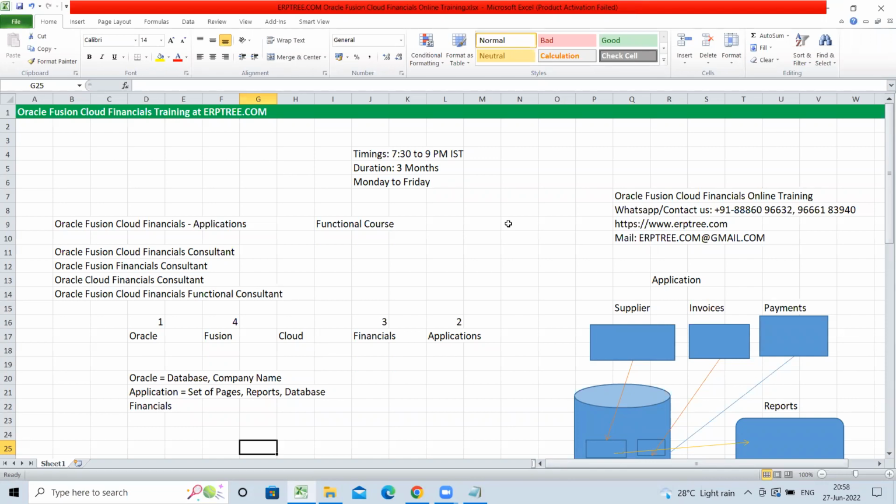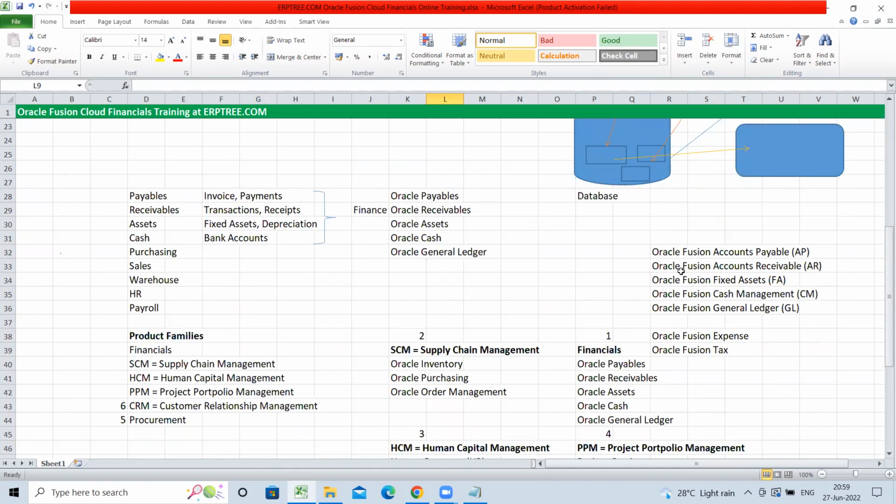Similarly, setting up dashboards, profile options, wherever applicable. Excellent. I'll take you through all those, because you are going to work as a consultant. You should be aware of each and everything when we deal with these applications. Absolutely, I'll take you through all those.